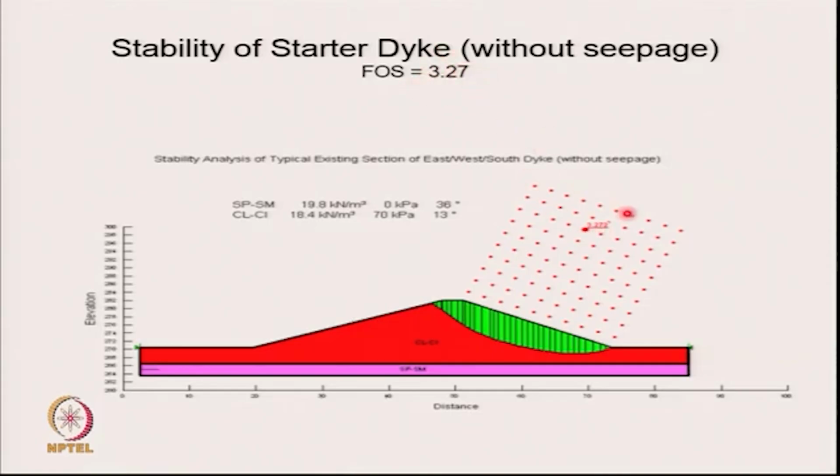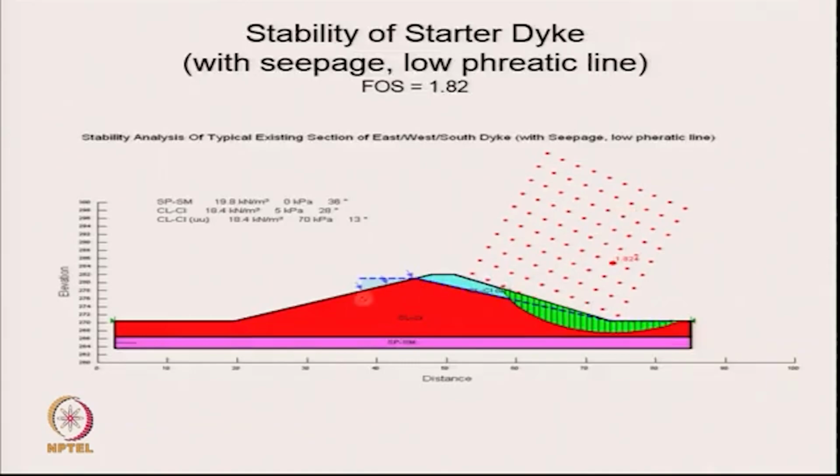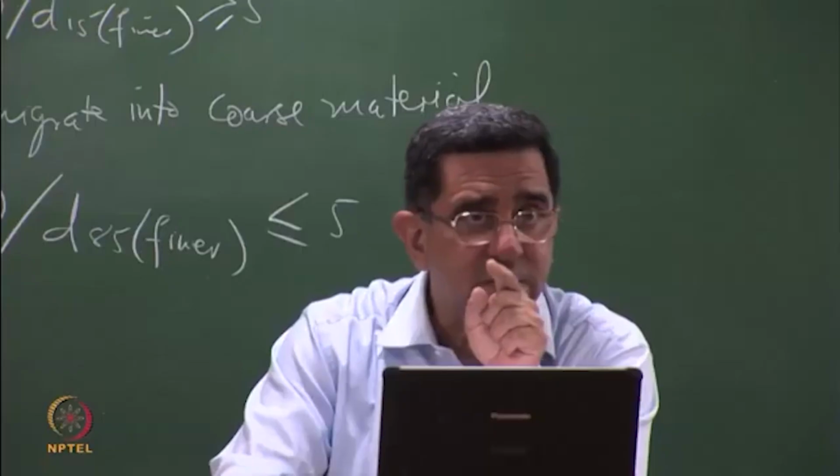3.27, sorry. Now, when the phreatic line is low, this is the phreatic line, and please see it does not meet the downstream face. Phreatic line is high means that this dotted line will meet the downstream face. So the factor of safety falls to 1.82 from 3.27. Still no failure, it's more than 1.5.